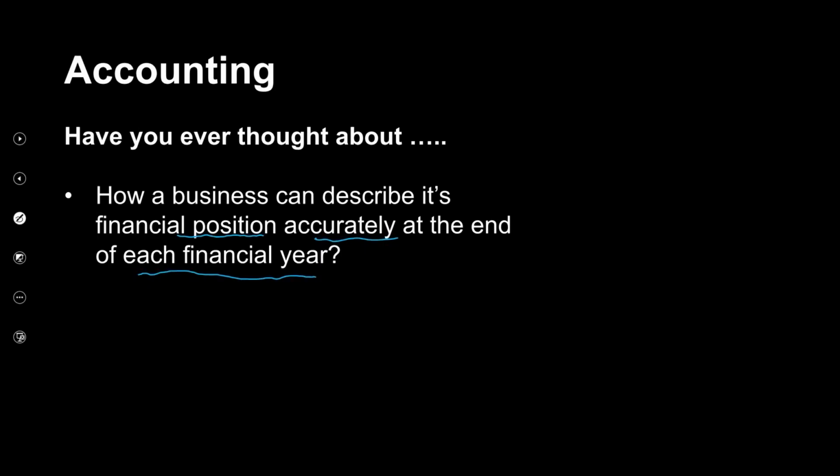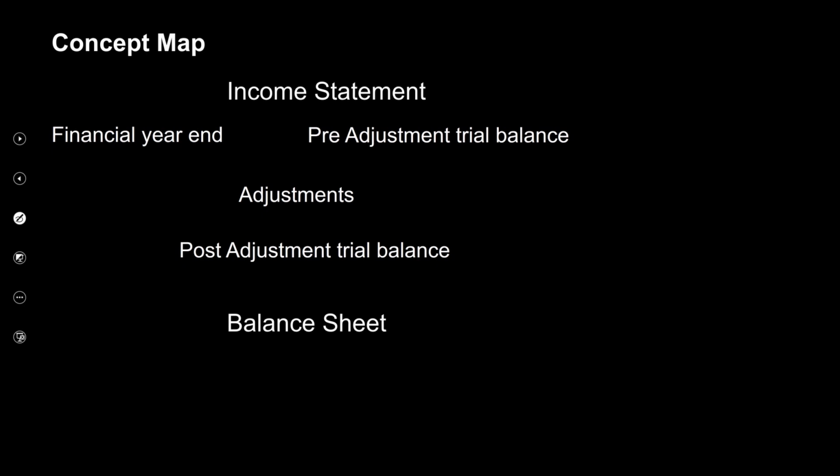In other words, we are saying here that you started off with your pre-adjustment trial balance, okay? You did your adjustments, all of this was done at the end of the year. You then completed your income statement, right? And after your adjustments were completed, you had what we call a post-adjustment trial balance, and then you go on to prepare your balance sheet.